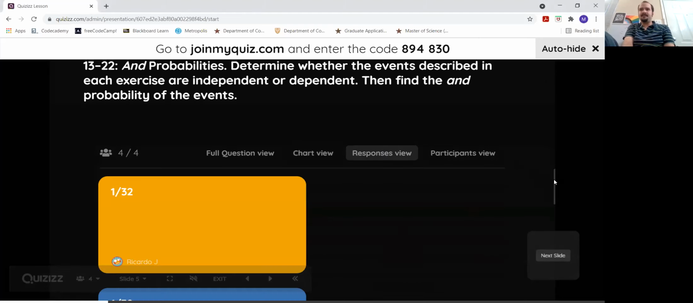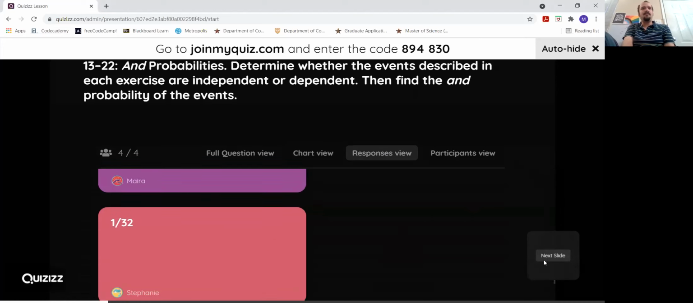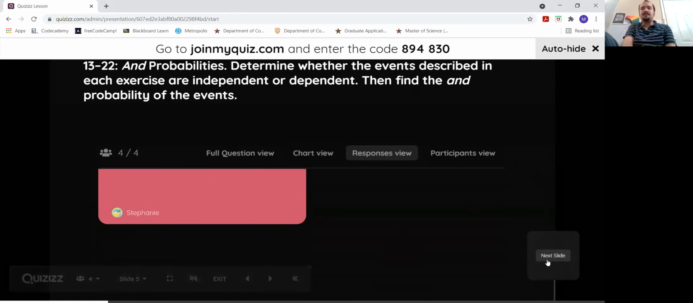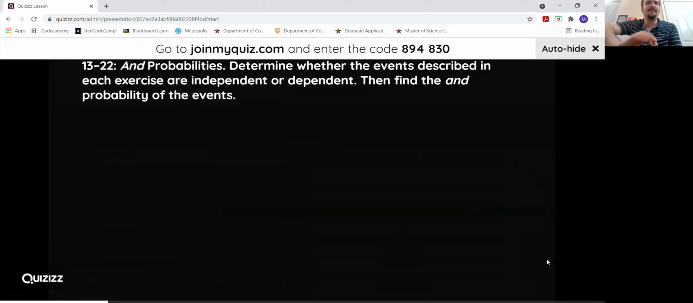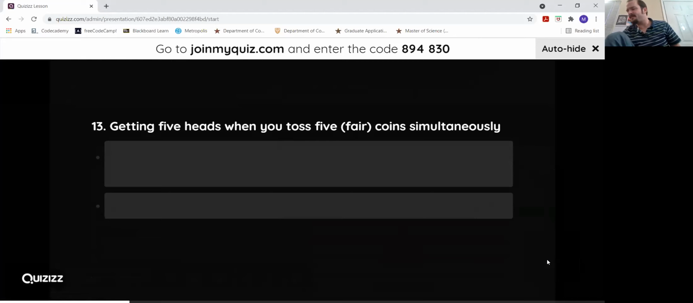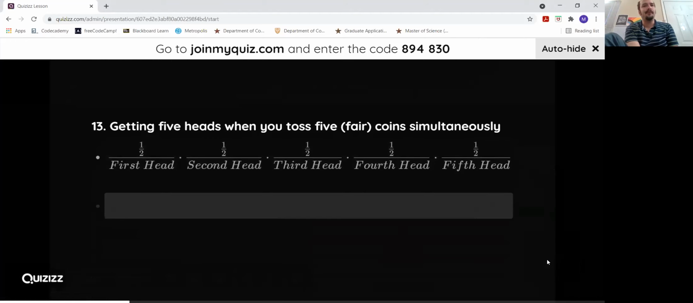1 out of 32. Oh, 0.3125. So for the most part, I believe I'm putting my probabilities in reduced fractions. So I think you did. Yeah, that's 1/32. So that's right. It's just I didn't put it in that format.